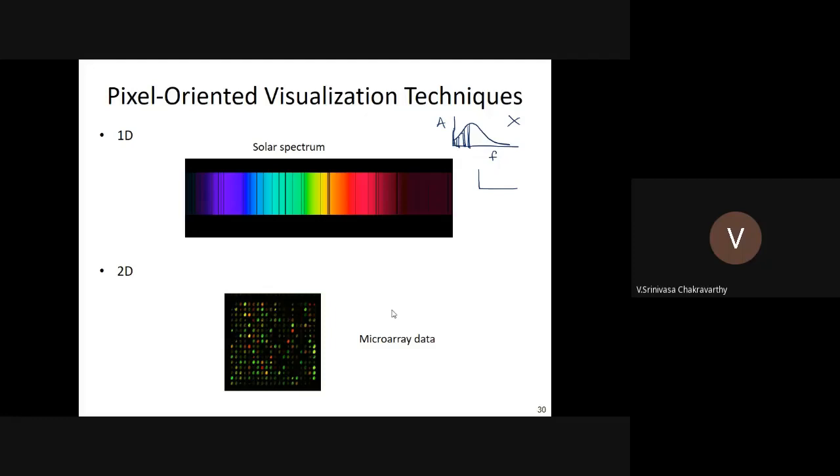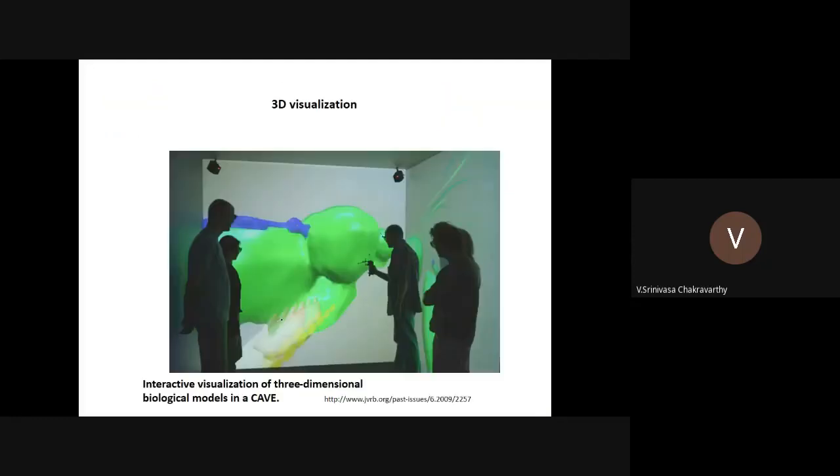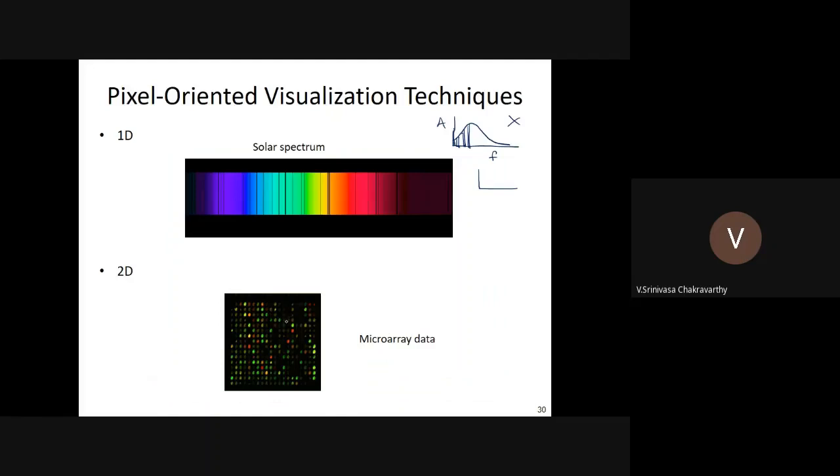So similarly, microarray data. Okay, so that's again an example of 2D visualization. Okay, so let us stop here. We'll look at some more complicated cases, and we'll look at the concept of similarity and all that, right?